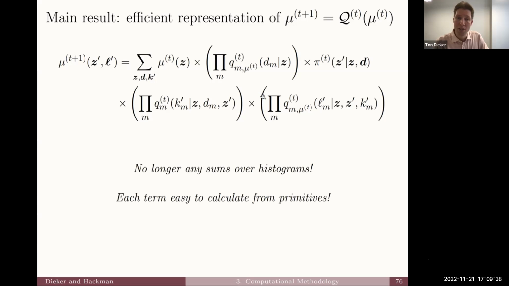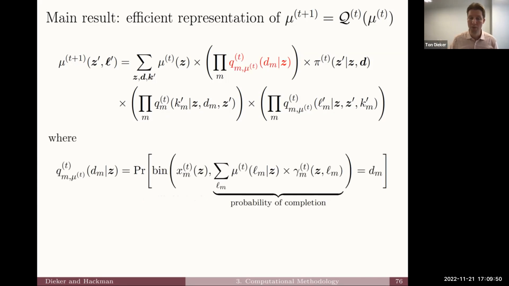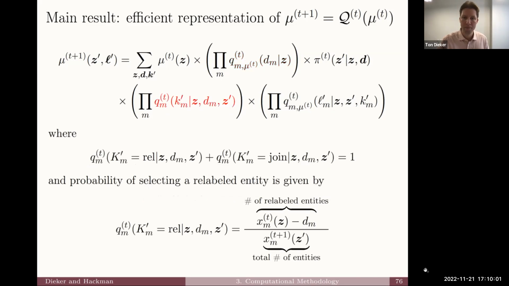Second most important part on this slide is that each of these terms, again, if you work out the details, can be easily expressed in terms of the primitives. So I'll show you real quick. For instance, this term here, D given Z, is binomial with a success probability that can be expressed in terms of gamma. This term tells you the probability of selecting an old entity or a new entity. So the probability is given by the total number of relabeled entities over the total number of entities. This K prime just has 2 possible values.